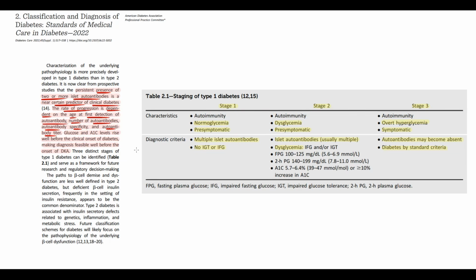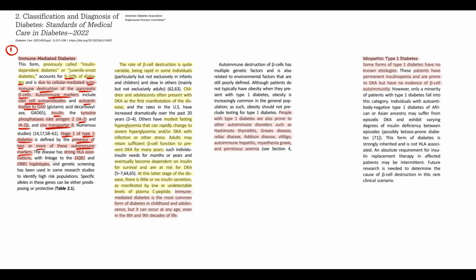Also important that initially in diabetes, a person will have high blood glucose level, and only with time clinical symptoms will develop. So in some cases, without diabetic ketoacidosis, it's quite hard to make a diagnosis. The major predisposing factor in diabetes type 1 is HLA association, and the rate of beta cell destruction is quite variable. In some cases, diabetes can progress rapidly. In some people, diabetes can have mild progression.